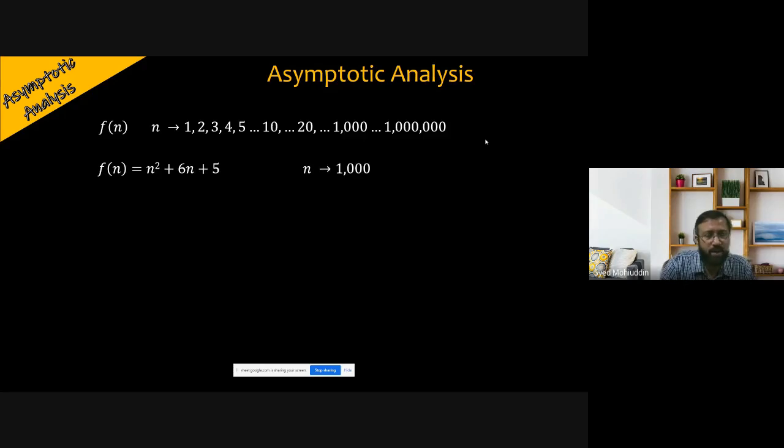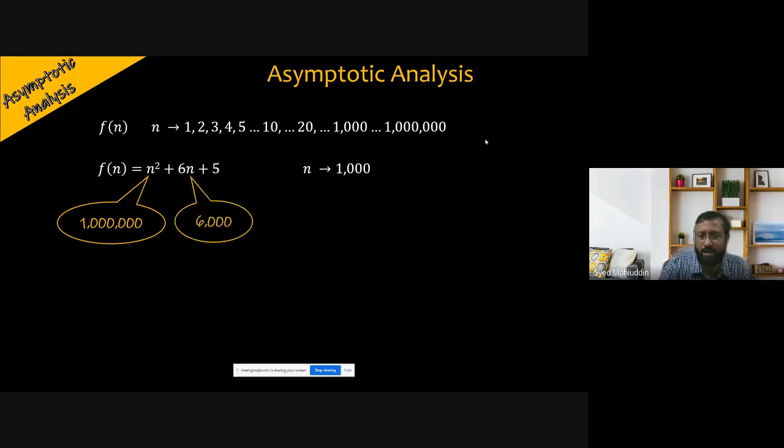Now, when the value of n is 10,000, assume we are not bothered about 1, 2, or 10 or 20. Let's take n as 1,000. When n is 1,000, n square, you all know, 1,000 into 1,000, becomes a million.